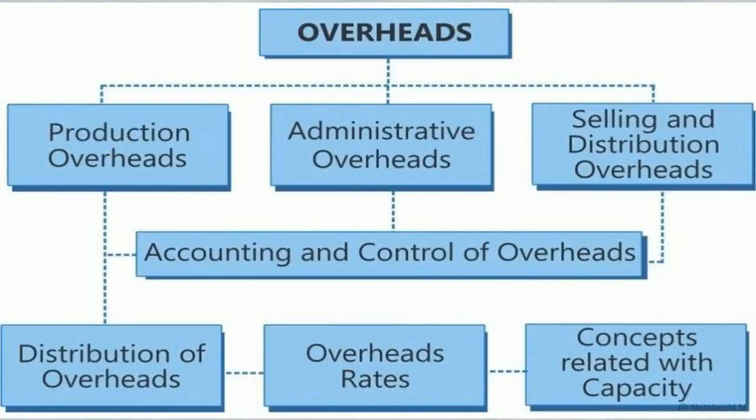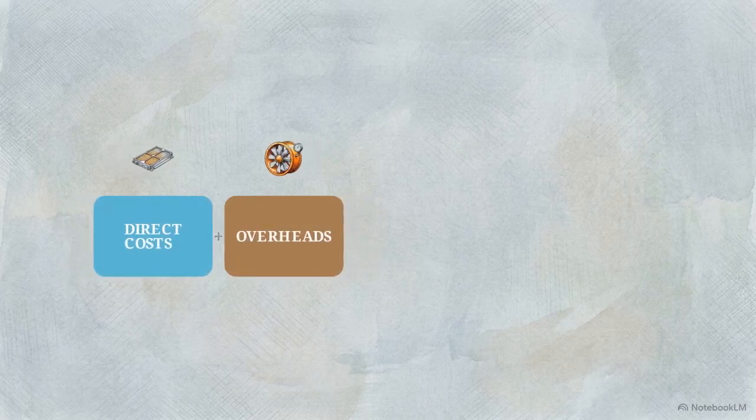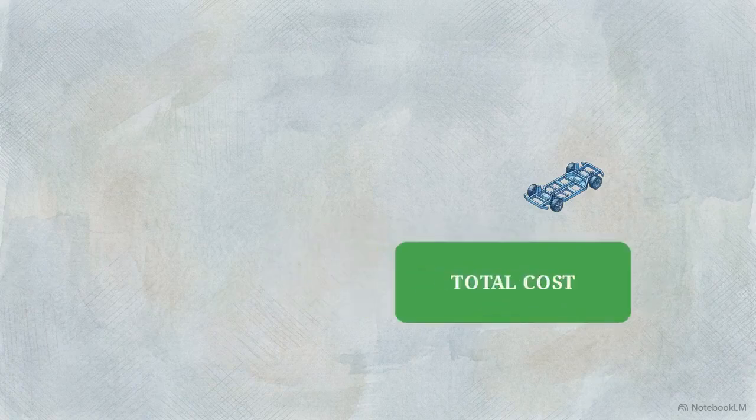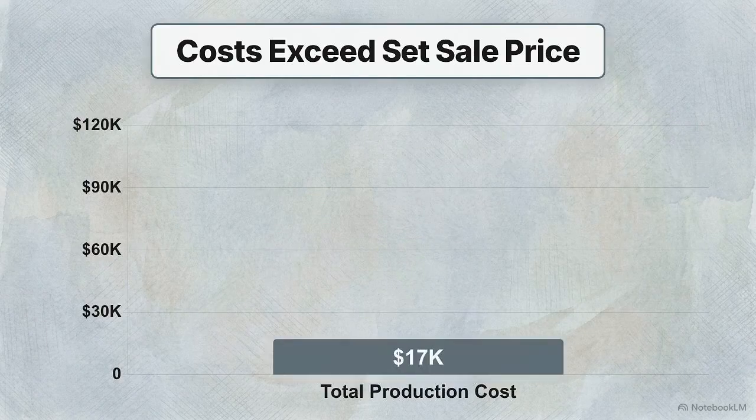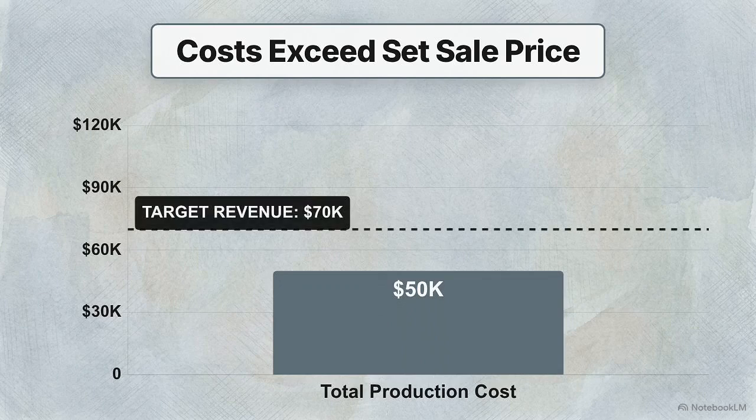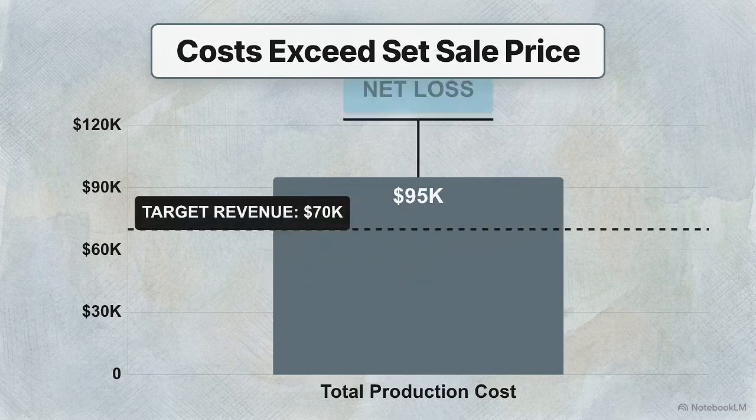To manage these expenses, we first classify them into production, administrative, and selling and distribution overheads. Once categorized, we track those expenses to a single product. The framework moves through accounting and control, distribution of overheads, and finally calculating precise overhead rates. Capturing and assigning these invisible costs accurately is the only way to calculate the true final cost of an EV. Without this process, a company risks setting a sale price lower than its actual production cost.